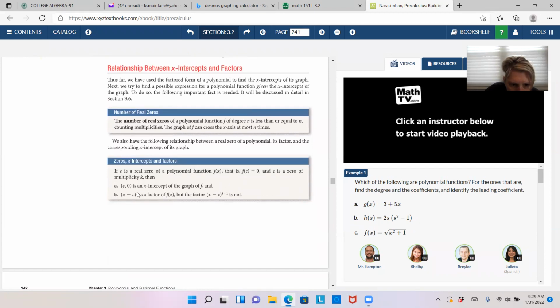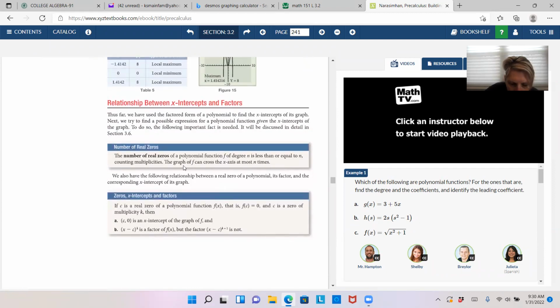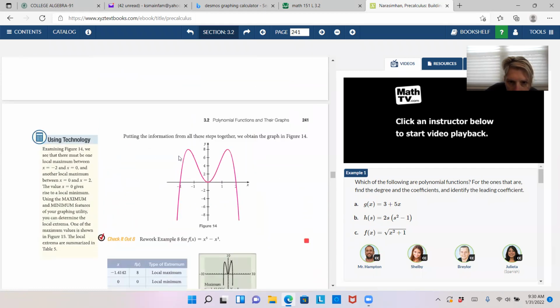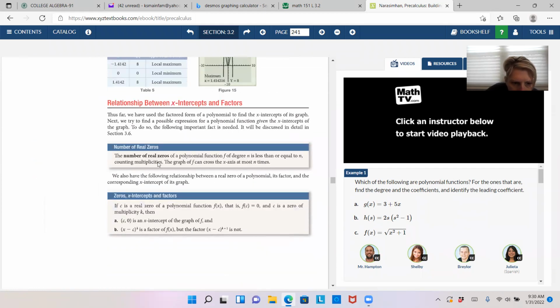Okay. And we already talked about the zeros based on the multiplicity. So that's important just to touch on here on page 241. The number of real zeros of a polynomial of a degree n is less than or equal to n counting multiplicities. The graph of f can cross the x-axis at most n times.